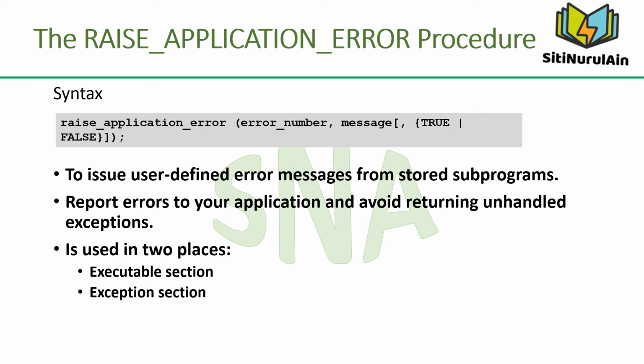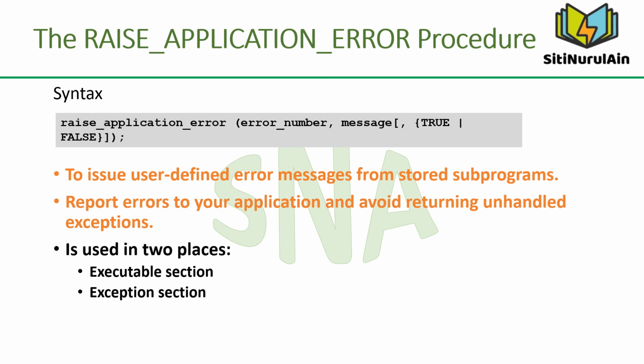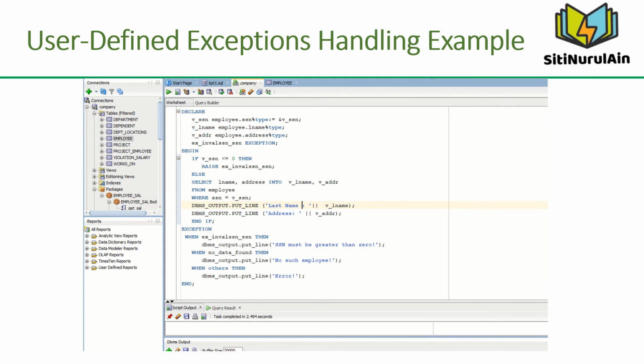You can use the RAISE_APPLICATION_ERROR procedure to issue user-defined error messages from stored subprograms. You can report errors to your application and avoid returning unhandled exceptions. It is used in two places: the executable section and the exception section, and returns error conditions to the user in a manner consistent with other Oracle server errors. The slide shows an example of user-defined exception handling.